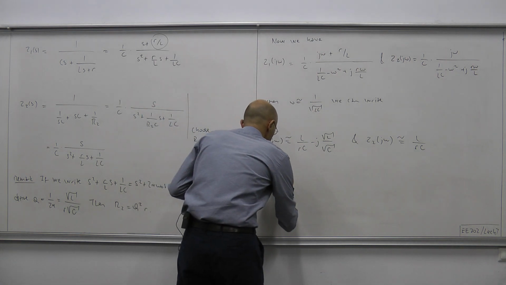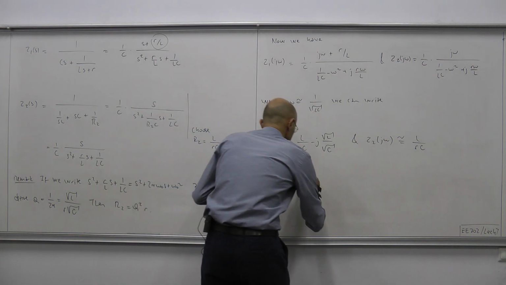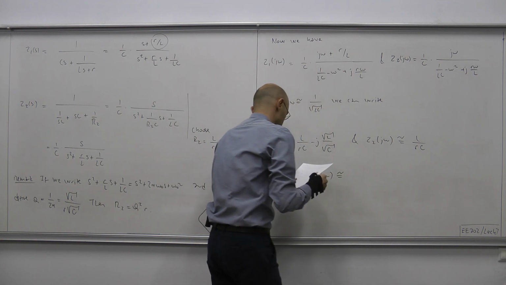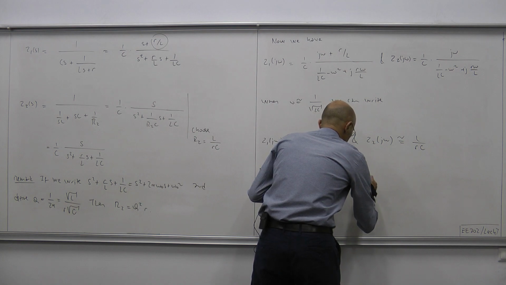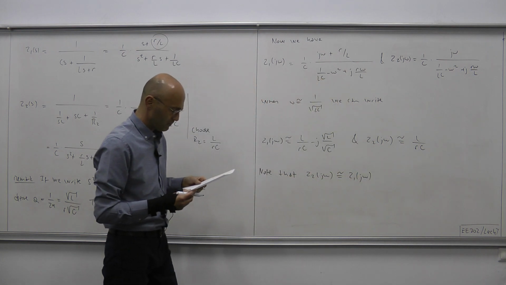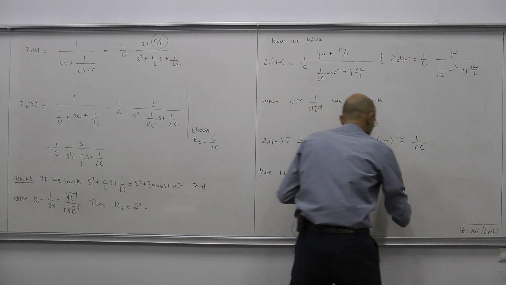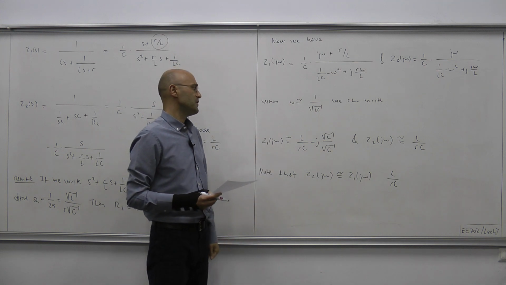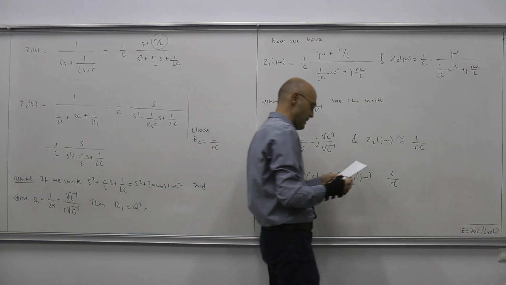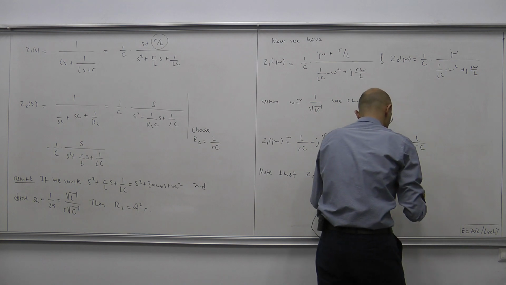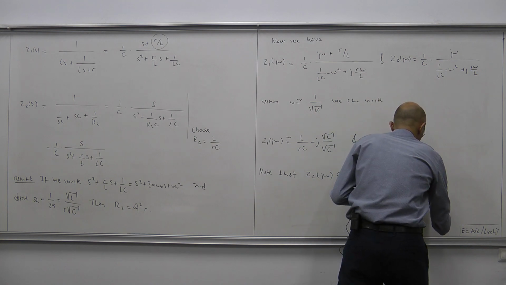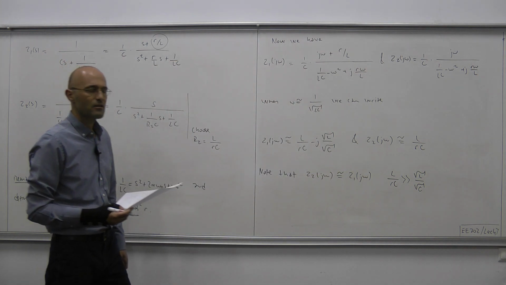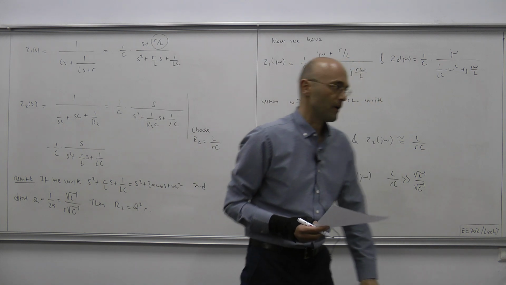Okay, note that Z2 of j omega, namely our approximation, nearly equals Z1 of j omega, provided that the real part of Z1 of j omega is much larger than the imaginary part, magnitude-wise. Okay, much larger than square root of L over square root of C. Okay, so that allows us to make the following conclusion regarding our approximation.